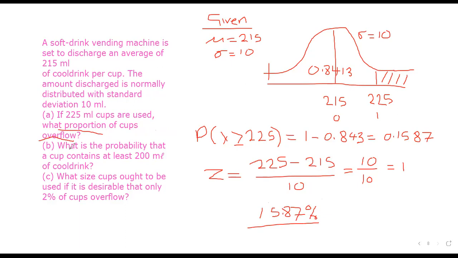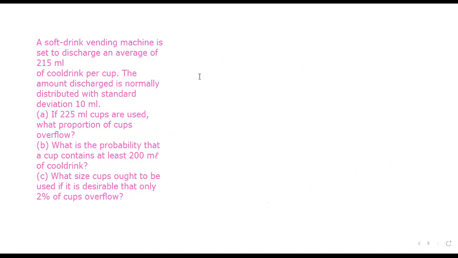Part B. What is the probability that a cup contains at least 200 ml of cold drink? What does the word "at least" mean? That number and above.